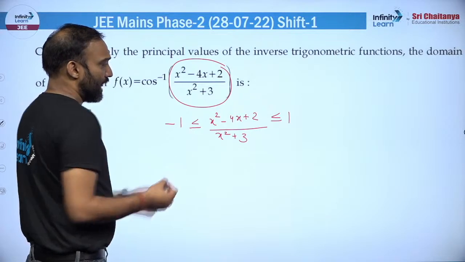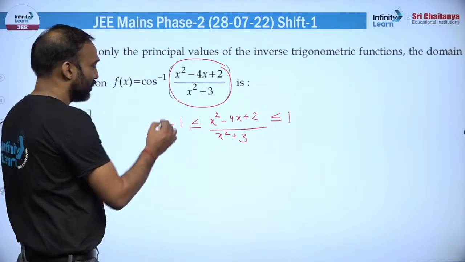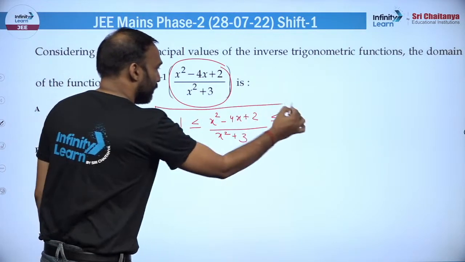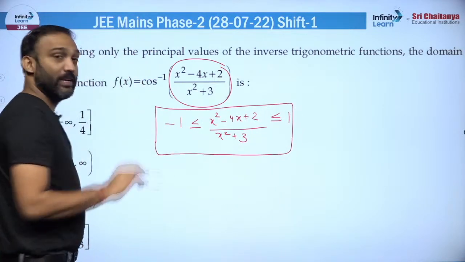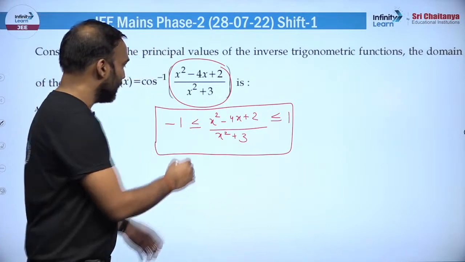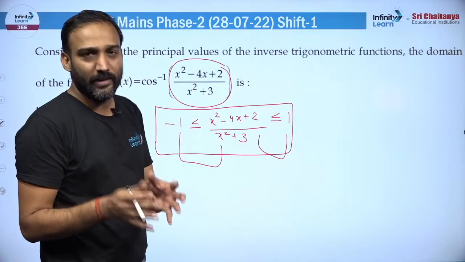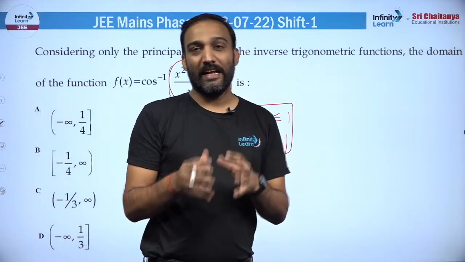So I have to solve these two inequations, right? Now inside the examination hall, we can use the options to find out the answer, right? Because that would save time. The conventional approach would be, if I solve this inequation and if I solve that inequation, I solve these two inequations, I will find out the range of x.